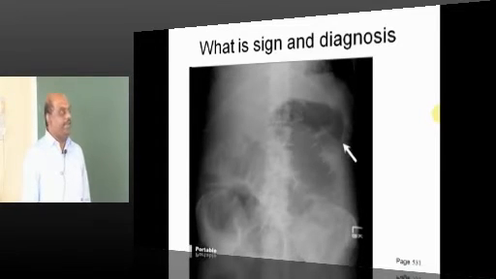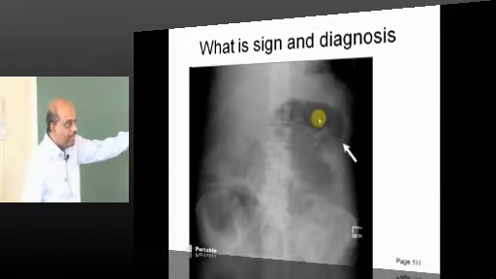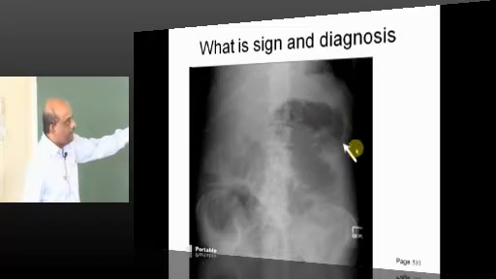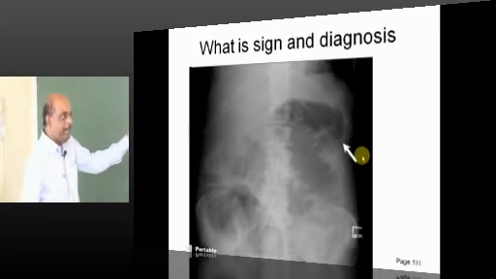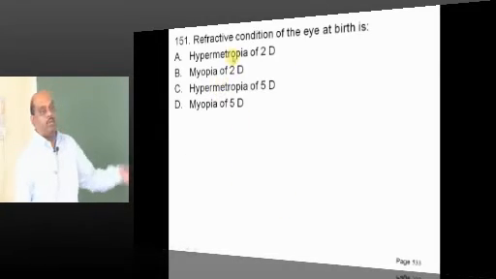Pancreatitis. So, in this case, which part of the GIT is it? Colon. What happened to the gas? Abruptly cut off. Colon cut-off sign is what you typically are seeing in this given case.